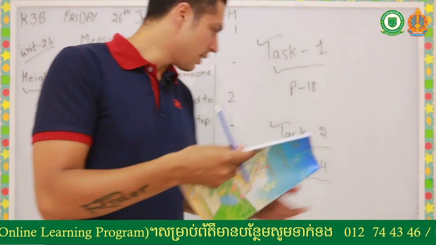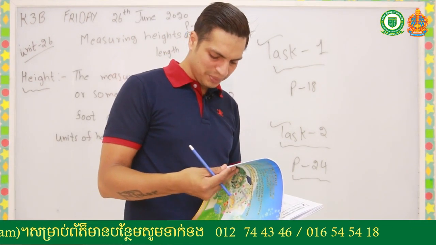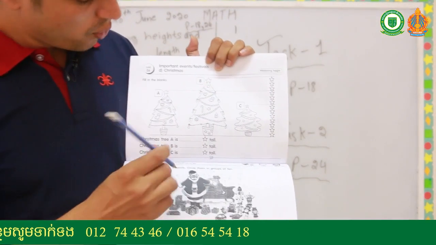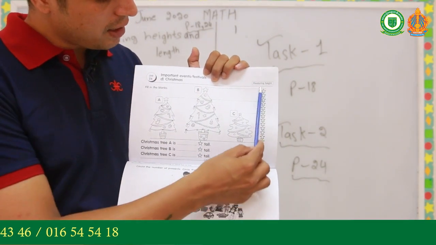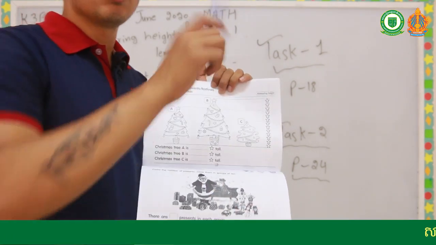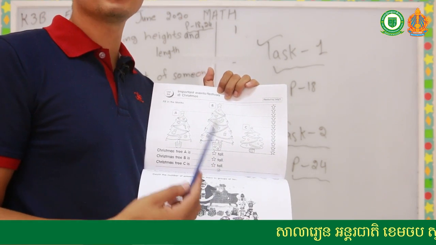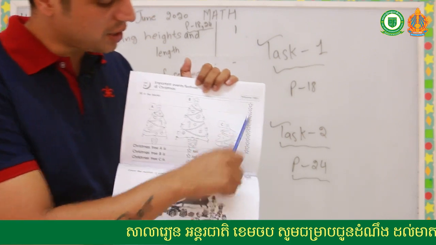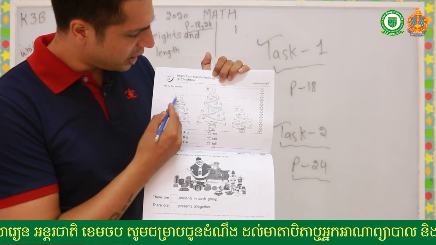Next, task 2 is on page number 24. We have fill in the blanks. We have 3 Christmas trees and stars. Now we are measuring with stars. In task 1, we measured persons with diamond shapes. Now with stars. Christmas tree A is, so A is here.